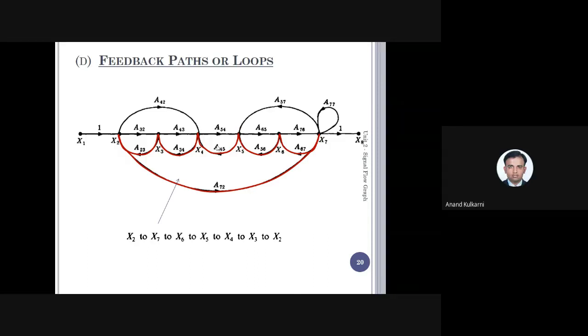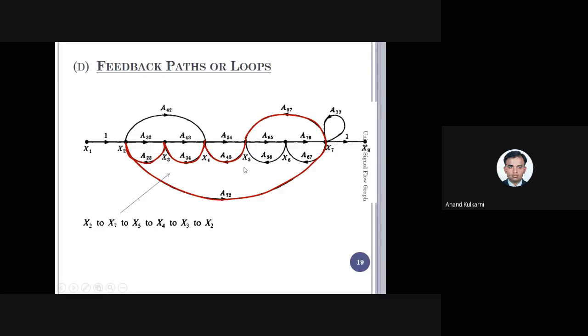In this case, we have not traversed that path more than once. In this case also, we have not traversed that path more than once. Here, I think this was L10 and the previous was L9. In this L9, x2 to x7, 7 to 5, 5 to 4, 4 to 3, 3 to 1. That is the reason I want you to put the numberings onto these nodes.